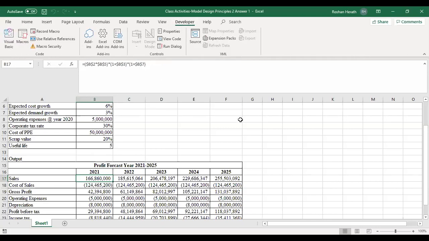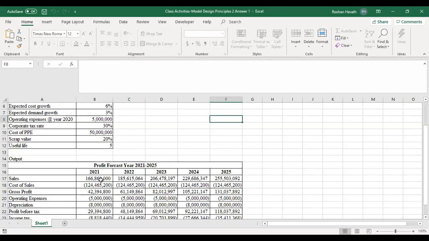No problem. Yeah, let's keep that for a while. So that's how I get it. A similar approach applies when it comes to the cost of sales. Take the same 2020 cost of sales and incorporate the two growth rates, the demand growth and the cost growth. So there we have incorporated and taken.